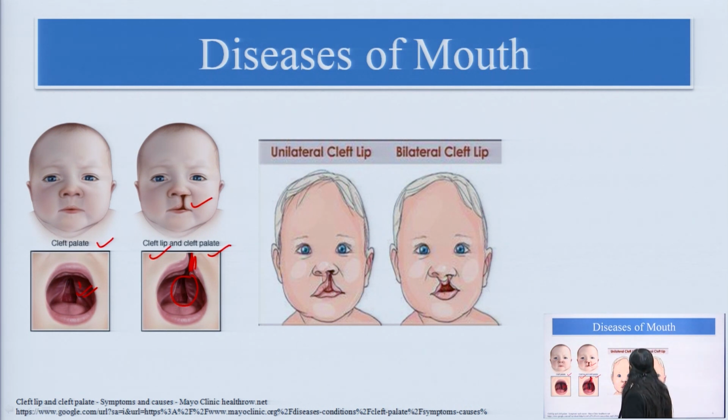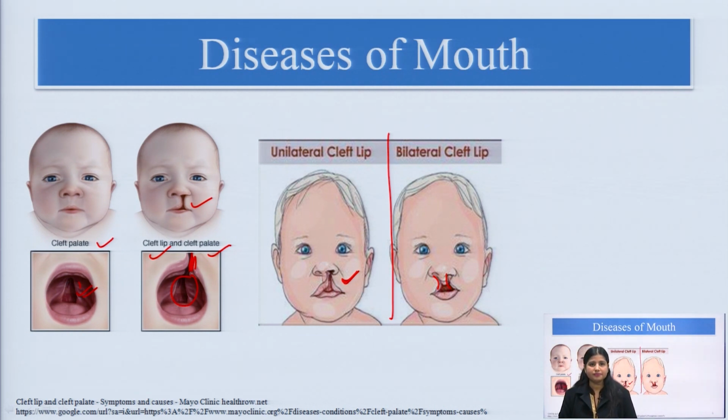In this example here, these two pictures we can see here is a unilateral cleft lip and bilateral cleft lip. Here we can see only one side is affected. The lip area, only one side is not properly closed. Here we can see this is a bilateral cleft lip, means there is an opening from both of the sides. Both of the sides are not properly closed.